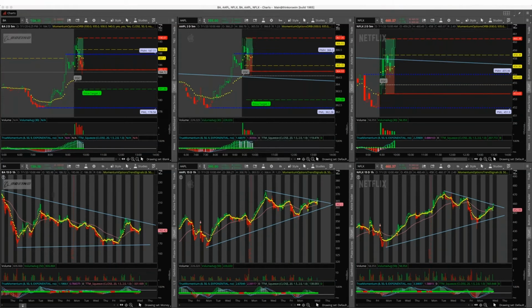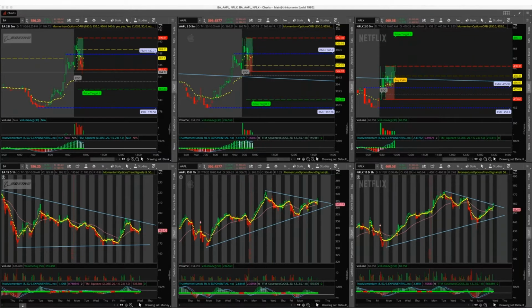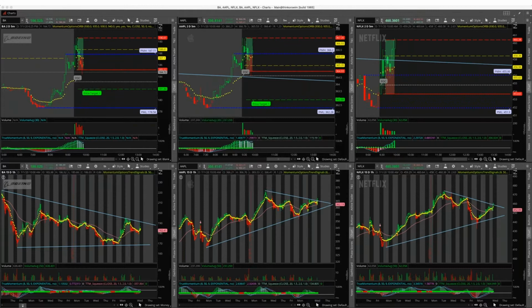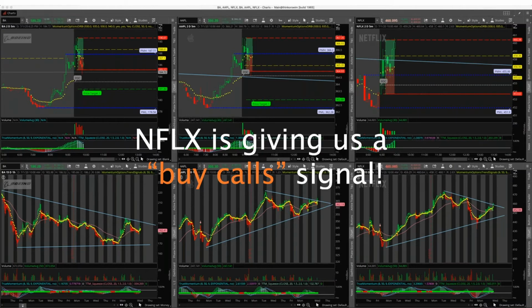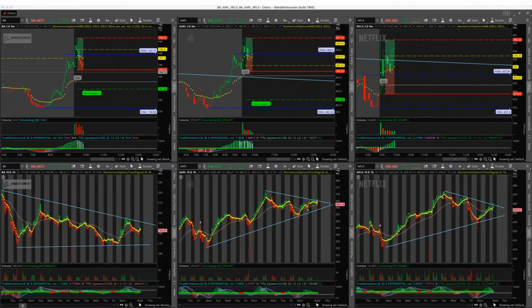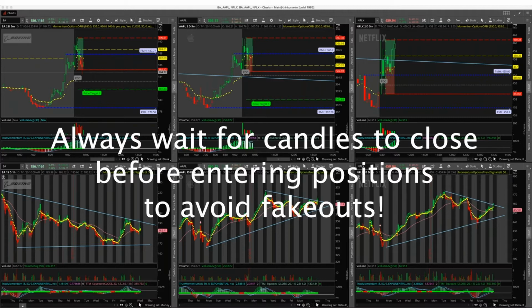All right, guys. So a couple minutes ago, I got an alert that Boeing and Apple were crossing their breakdown levels, but we weren't getting any signal. But now we're actually having Netflix trying to break out, and we're getting a buy call signal. If this candle does close above our level and signals entry, if we see buy calls when this candle closes, we want to be getting into this trade.